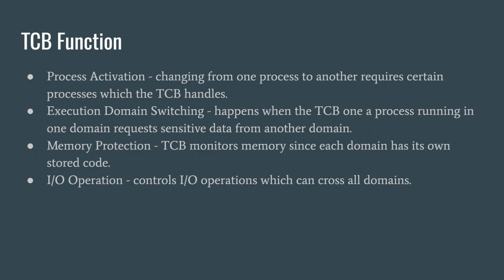The trusted computing base has 4 functions that help it maintain secrecy and integrity of the domains it protects. The first function is process activation. Since there are multiple processes running on a system, changing from one to another requires changing things such as file access and other security-sensitive information, which needs to be protected. The second function is execution and domain switching, which protects from loss of integrity when a process in one domain invokes another domain and sensitive information is involved. Another function is memory protection, where the TCB monitors stored memory and protects it. And the last function is I/O operation, which controls operations that can cross all domains.